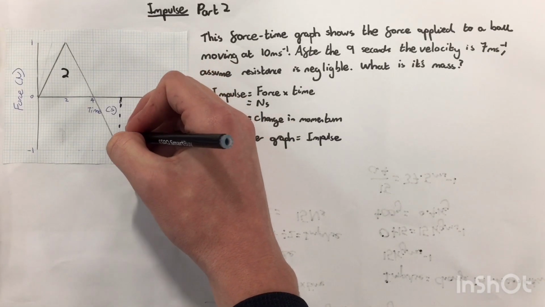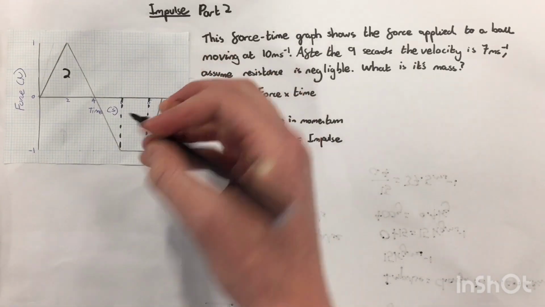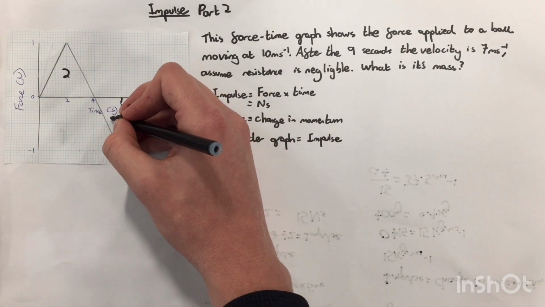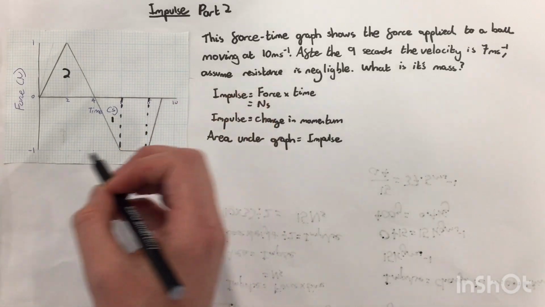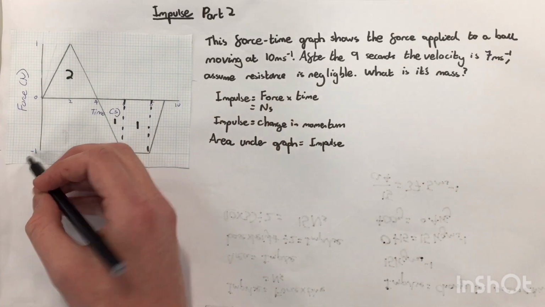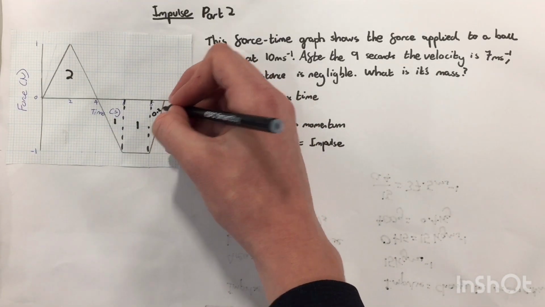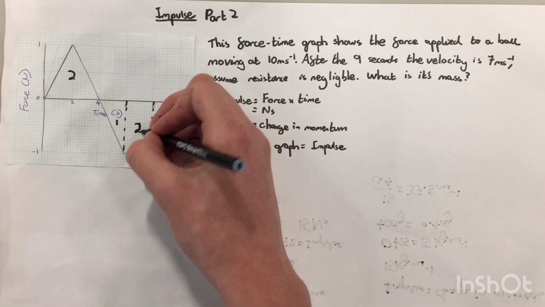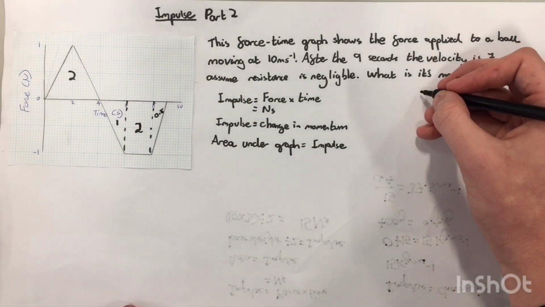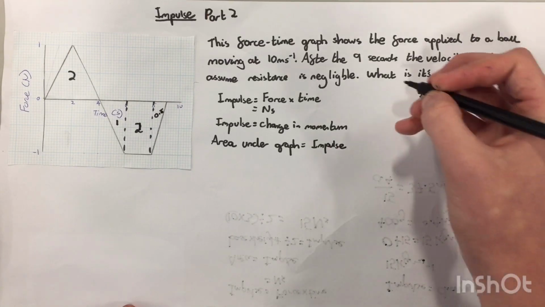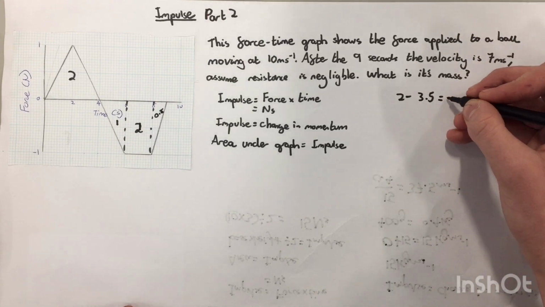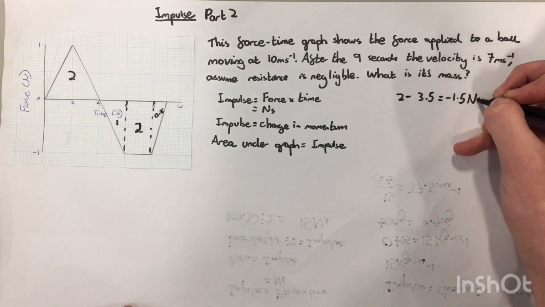We're then going to split this one up into 3 regions. 2 times 1 divided by 2 is equal to 1. 2 times 1 divided by 2 is equal to 1. And 1 times 1 divided by 2 is equal to 0.5. If we add the 1, the 1 and the 0.5 together, we get 3.5. But we do 2 minus that 3.5 to give us the overall impulse of minus 1.5 Newton seconds.